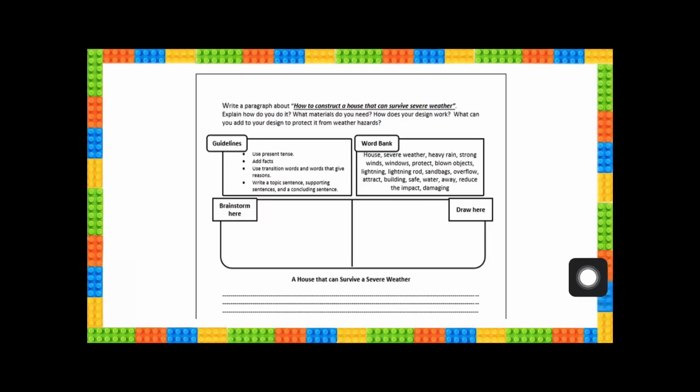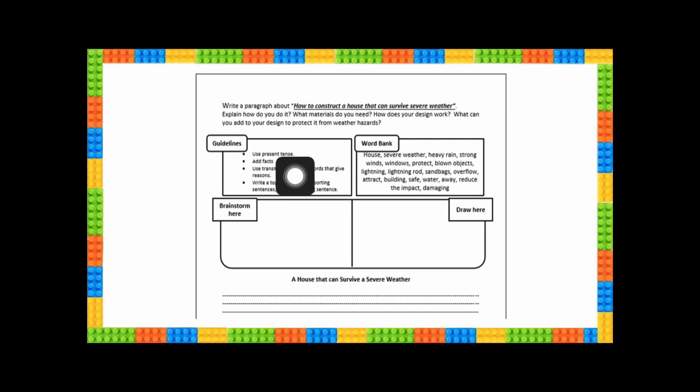All right, so your teacher will also go over this sheet with you in class. It's just going to be writing a paragraph about how to construct a house that can survive severe weather. Like I told you before, you're going to explain how you do it, what materials you need, how the design works, and what you can add to your design to protect it from severe weather hazards.